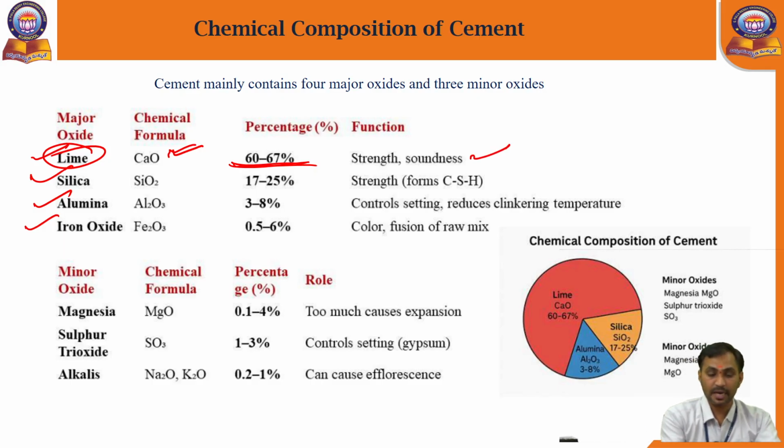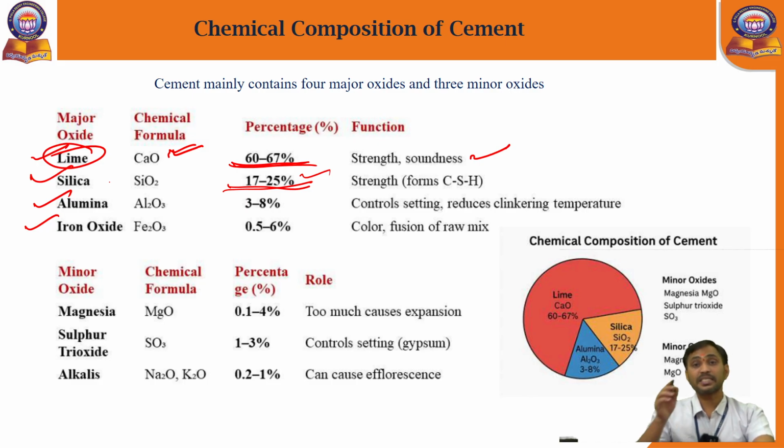Next, silica. Silica has the chemical formula SiO2. Its percentage available is 17 to 25 percent. So it also generates the strength property. CSH is calcium silicate hydrate.